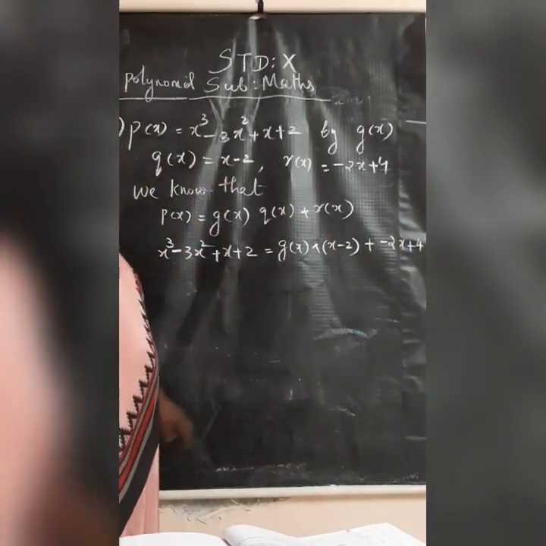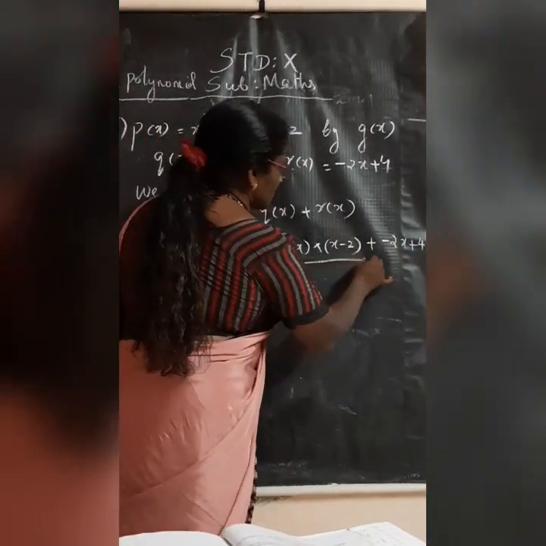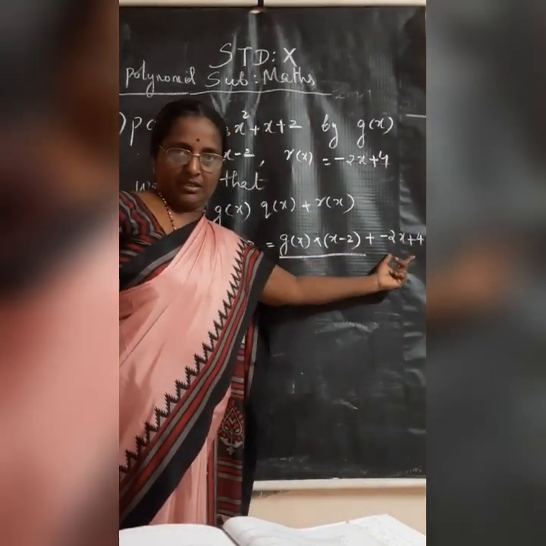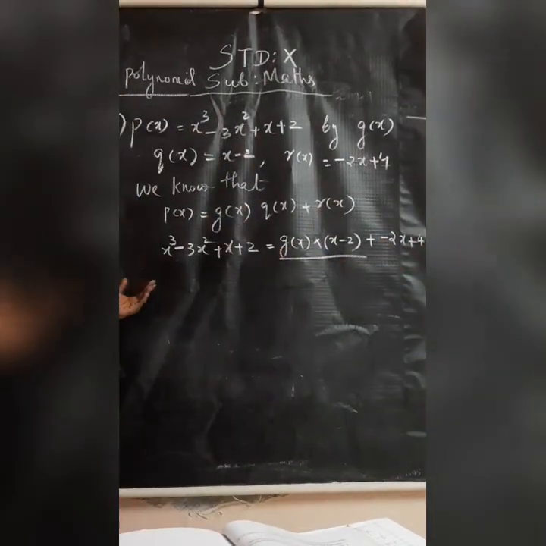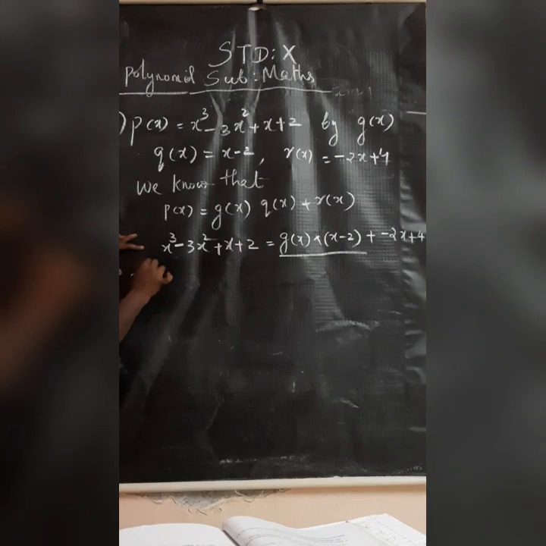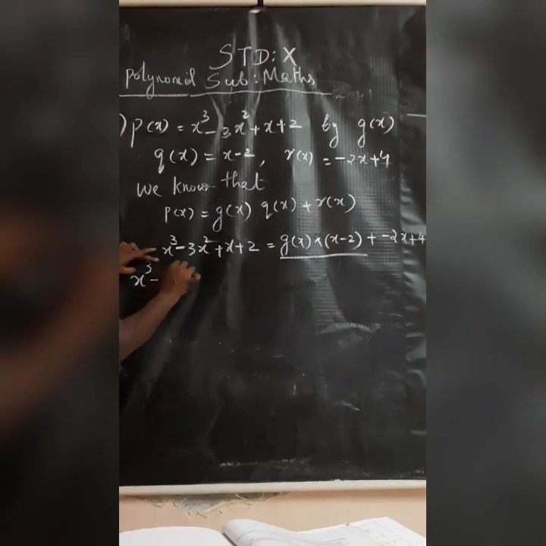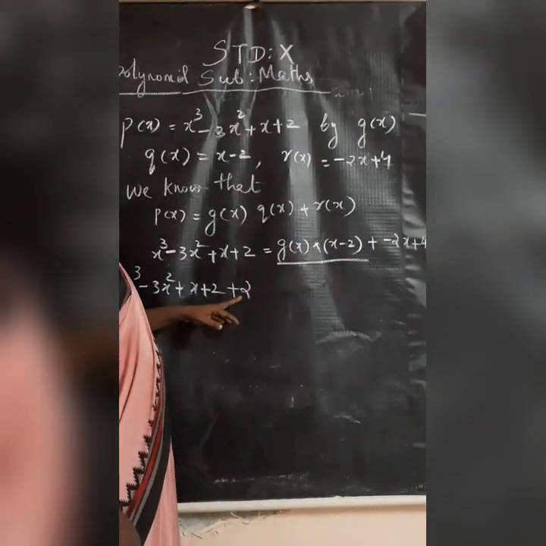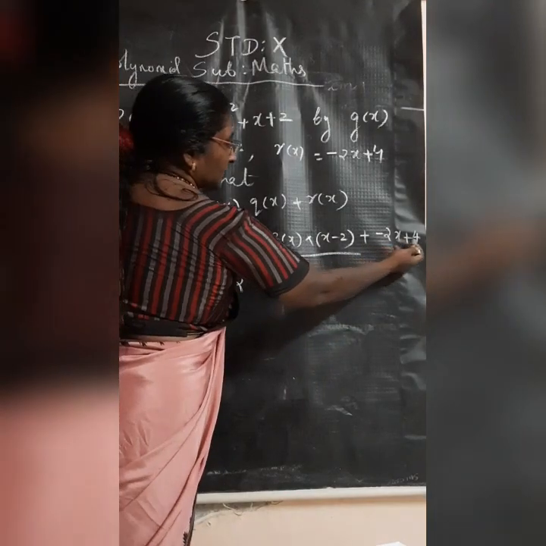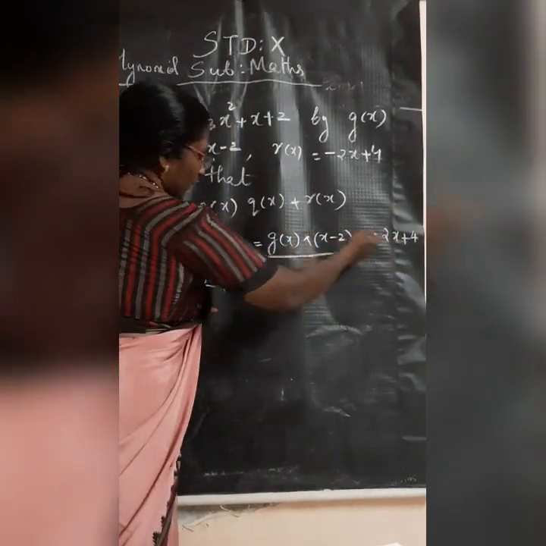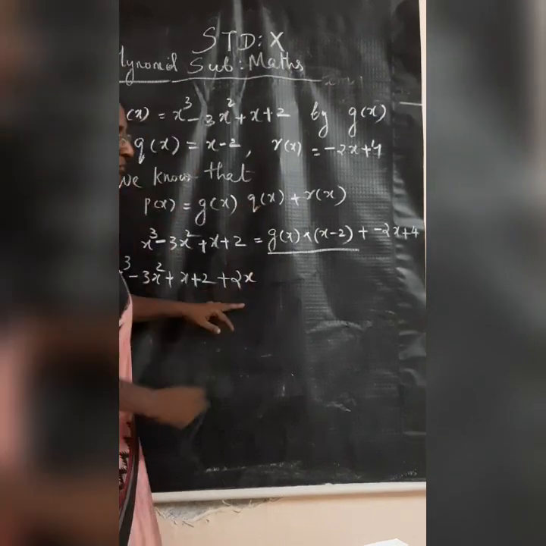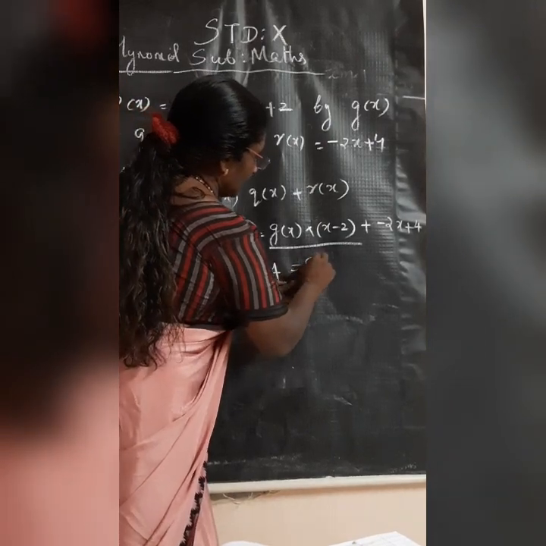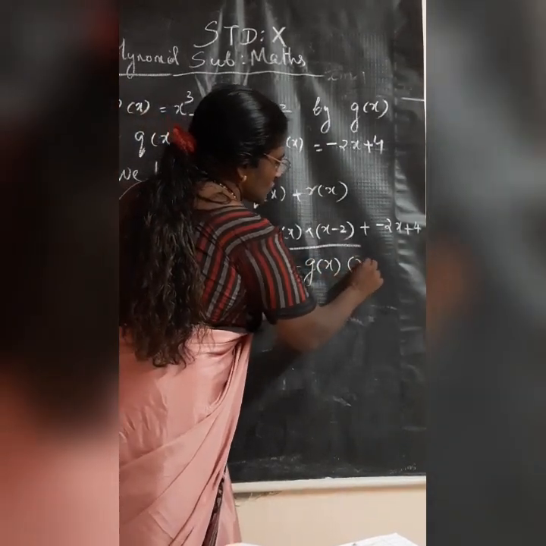Now you want to find out g of x. So this term, along with g of x, which term is here? This term we remove first. That means these terms you take this side. So I am going to bring this side x cube minus 3x square plus x plus 2. If you are bringing this term, this minus 2x plus 4, we are bringing this side. Minus 2x coming this side, plus 2x will come. And plus 4 coming this side, minus 4 will come. That is equal to g of x into x minus 2.